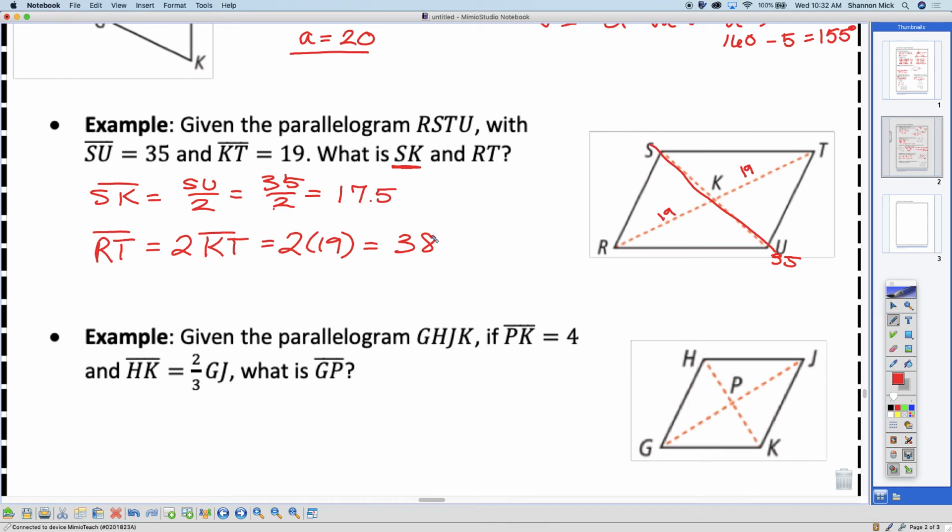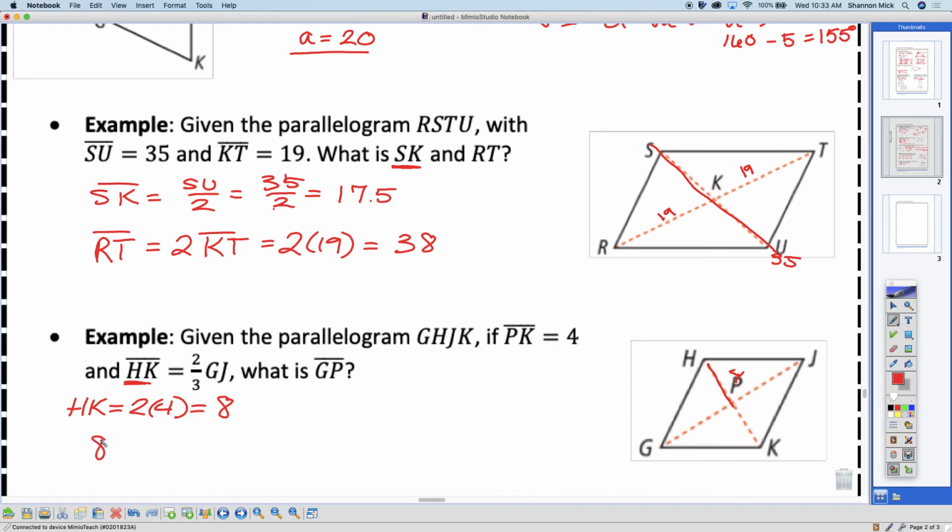Okay, so we have a new parallelogram. I know PK is 4. I know HK is 2/3 of GJ. We say those together. What is GP? Well, first off, you have to find HK, which is just, since PK is 4. Okay, so PK is 4. It's right here, 4. And so HK is what? So HK equals 2 times 4. So it is 8.